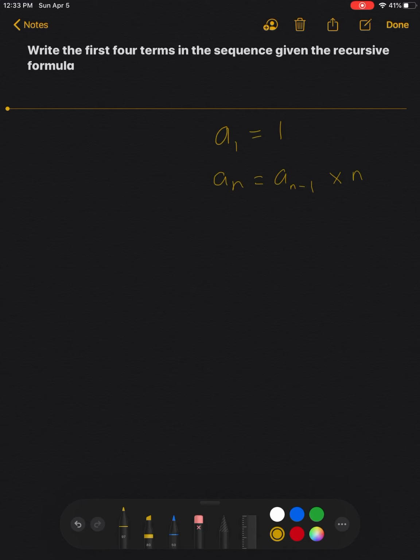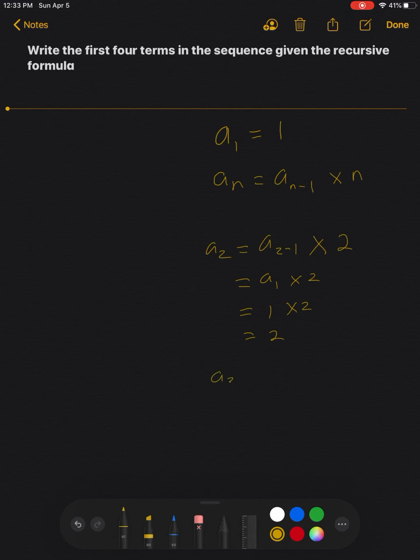What would this look like? Let's see. Well, the first term in the sequence is 1. Now the second term in the sequence would equal A sub 2 minus 1 times the current value of n, which is 2. What would this mean? Well, A sub 2 minus 1 is A sub 1, right? What is A sub 1? A sub 1 is 1. And then 1 times 2 equals 2. So the second term in the sequence would be 2.